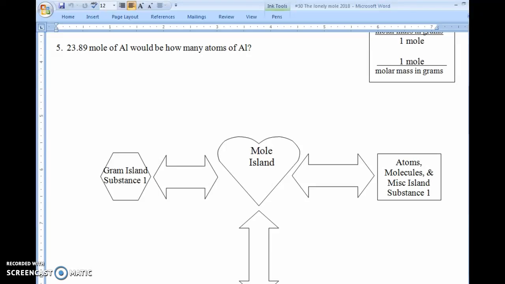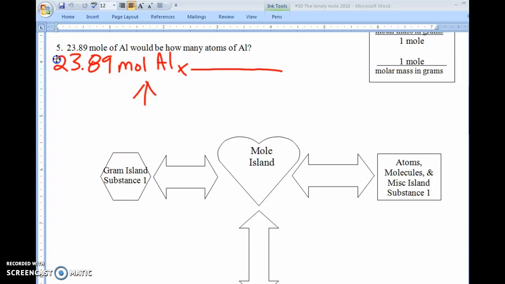Now we're going to do problem number 5. So again, it gives us a number to start with. So we're going to start with 23.89 moles of aluminum. Multiplication sign, division bar, whatever this label is, goes on the bottom of the next step. So moles of aluminum. Those are steps you should always be able to get to without really even thinking all that much about the problem.